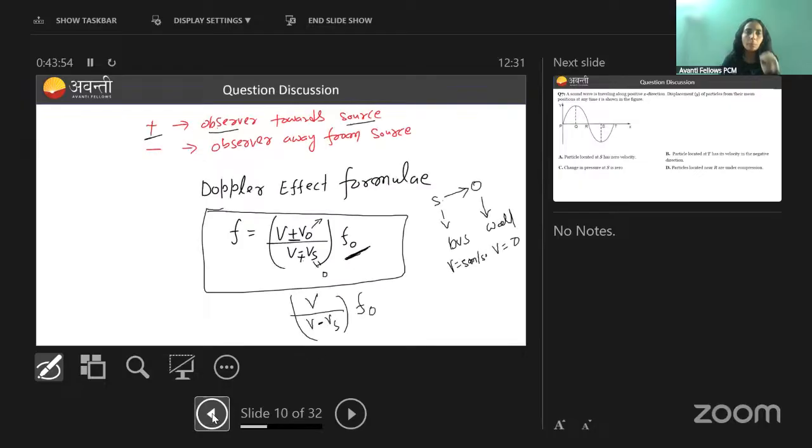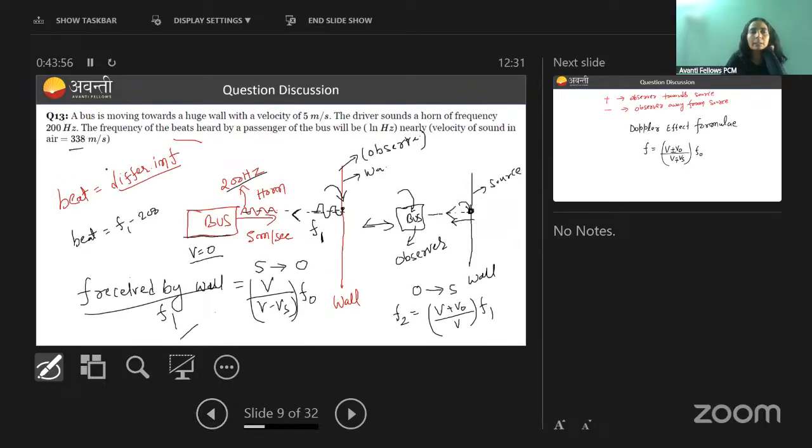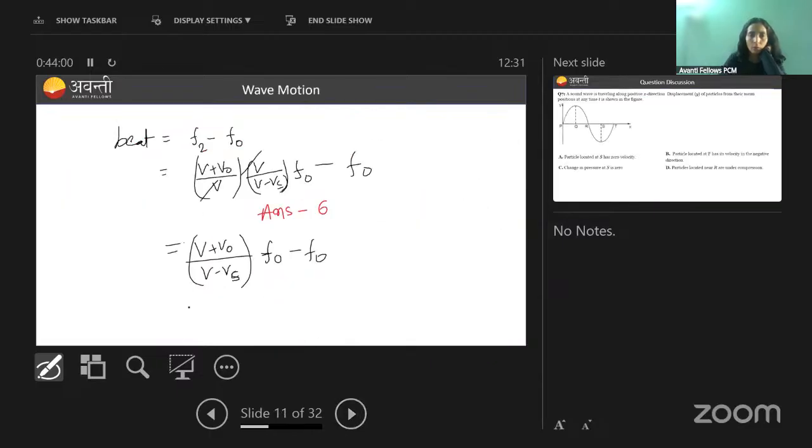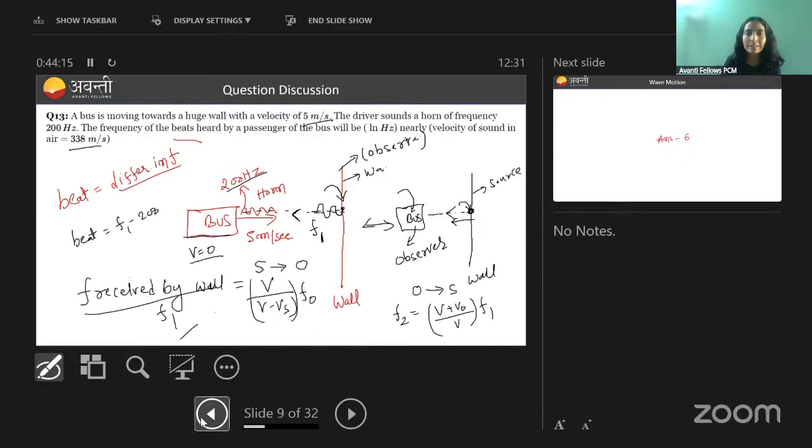Now put in the values. See what the values are: 338, and this is 5, right? So you just need to put the values: 338 plus 5 over 338 minus 5, minus 1, into F naught. You just need to put in this value and you will get the answer. So this is how we treat things in the Doppler effect. This is a very famous question given everywhere.